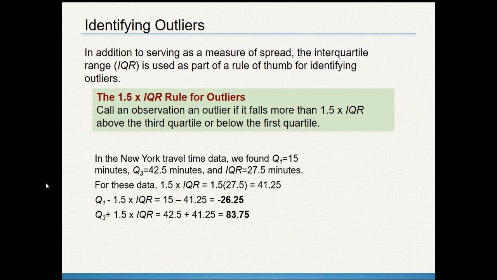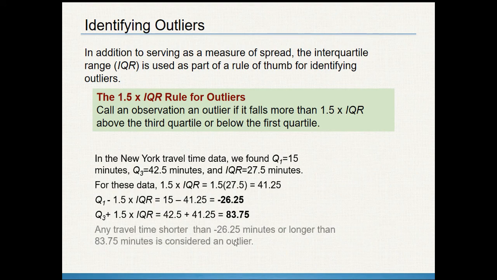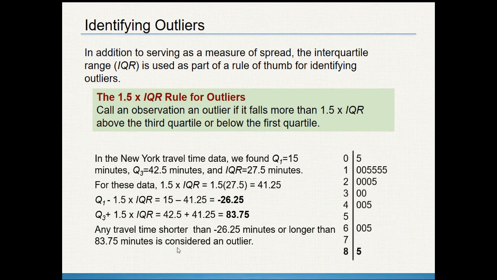You add 1.5 IQR. That's 42 and a half plus 41.25, which comes out to be 83.75. Look to see if there's any travel time shorter than negative 26.25, which there isn't, and that doesn't make sense in the problem, or longer than 83.75 minutes, and we consider those outliers. 85 is bigger than 83.75, so it is an outlier by this rule.